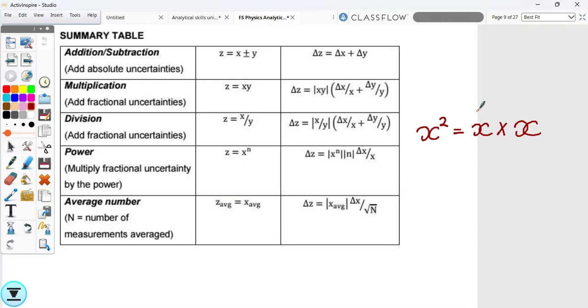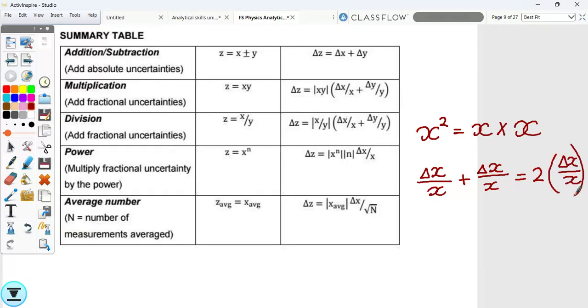So that means if the uncertainty in x is plus minus whatever, 5, then you're going to say uncertainty in x over x, remember, so that will be the 5 over whatever the value is, plus, because we're going to add the fractional uncertainty in x over x. And this means that is just the same as saying 2 times the uncertainty in x over x.